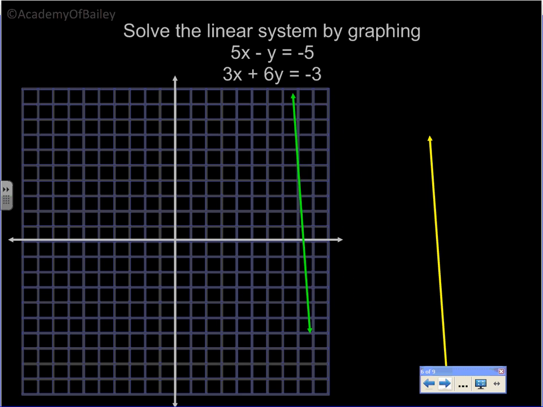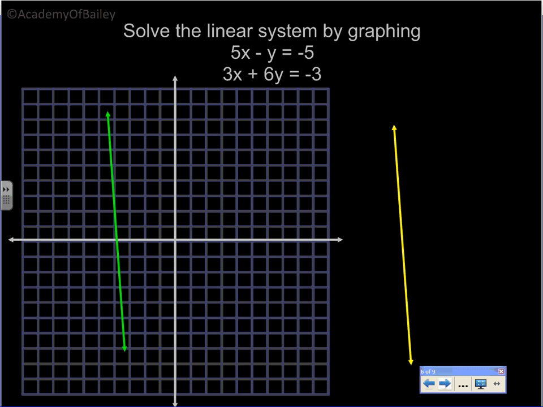Let's look here. As always, you should be pausing the video and trying to work these out on your own, and then checking your solution with mine.